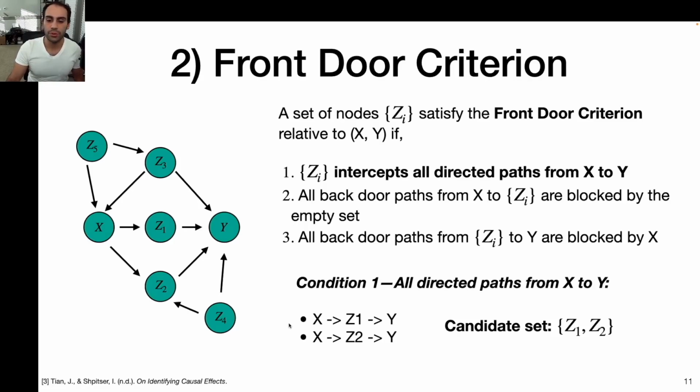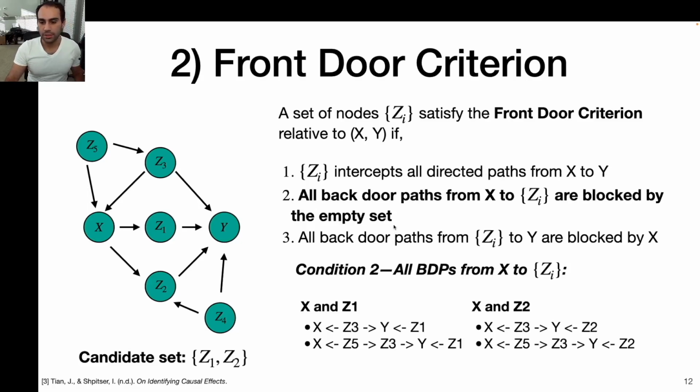We only have two directed paths from X to Y. So we have X to Z1 to Y here, and then we have X to Z2 to Y. So really, there's only one set that satisfies this first condition, which is the set Z1 and Z2. But we're not done yet. Even though this set satisfies condition 1, we still need to check it against the other two conditions.